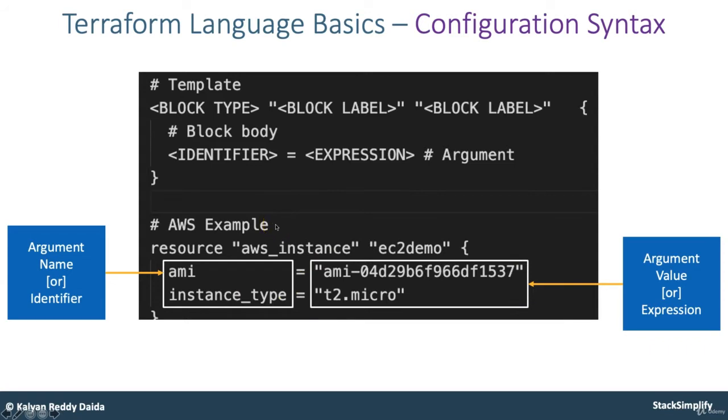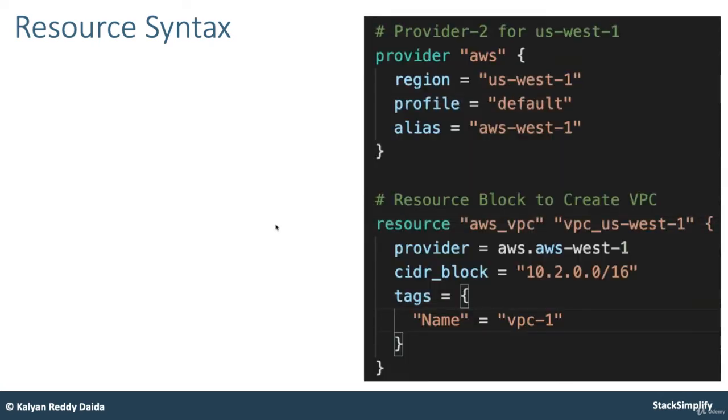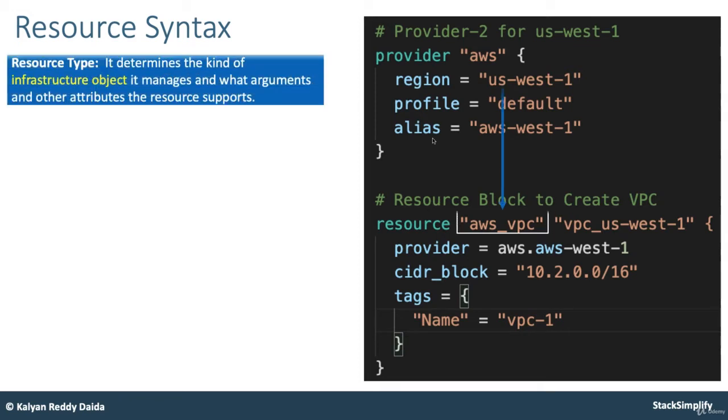Moving on, the next thing here is to understand the resource syntax in detail. The previous two slides are just a reference from our Terraform language basics, but here we are going to understand resource syntax in a detailed manner. This is a sample example with the provider and then a resource block for an AWS VPC creation. The provider we have seen earlier in our provider section end to end. Now we are going to see the resource and its syntax in a detailed manner.